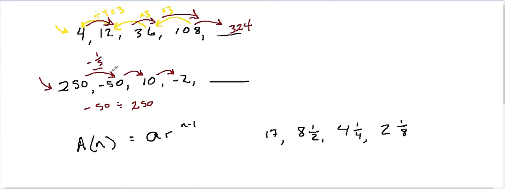negative 1/5. Then if you divide a negative by a negative, it becomes positive. In this case, positive 10. Then it goes negative again. So that's the interesting thing about having a negative constant factor. Negative 2 times negative 1/5 means I'm going to end up with a positive 2/5. Notice the gap between a term and the previous term is narrowing.